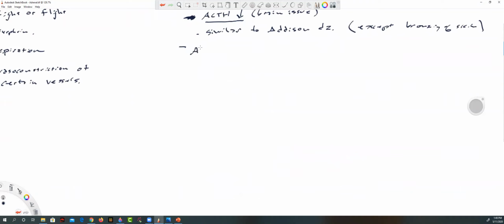Abrupt, or let's see, caused by abrupt cessation of, let's say exogenous, I don't want to say exogenous, but let's just say corticosteroid use. So if you've ever been on corticosteroids, and I was on once, I forgot why.